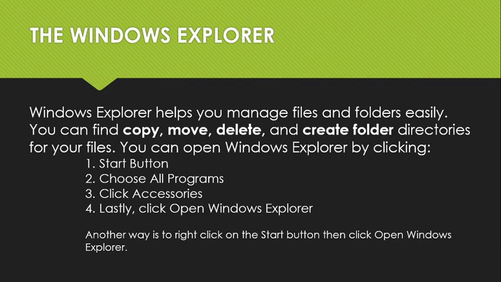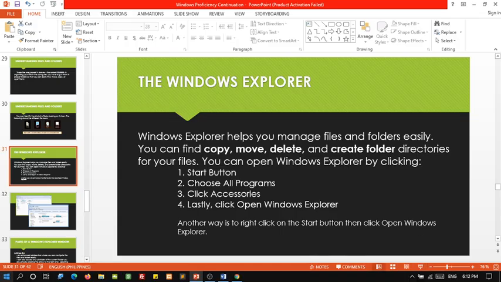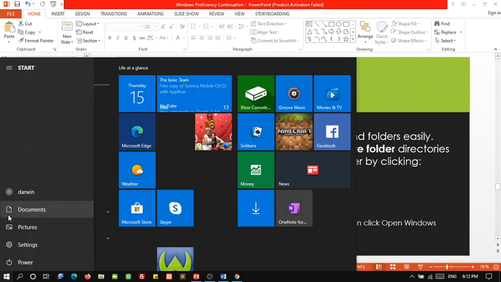So, you can open Windows Explorer by clicking Start button, choose All Programs, click Accessories, lastly, click Open Windows Explorer. So, yun yung sa my Windows 7. Another way is to right-click on Start button, then click Open Windows Explorer. Okay, so try natin kung meron tayo ito.